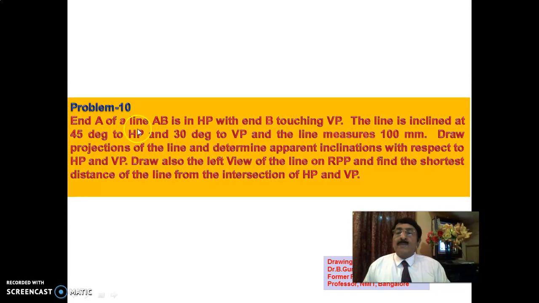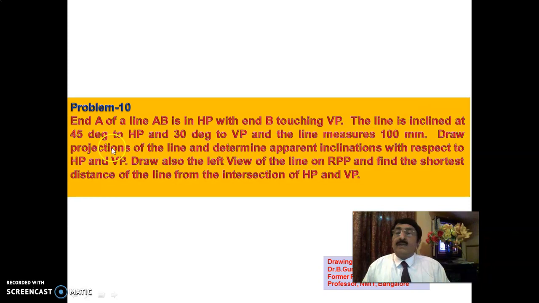See here, there is a problem, the end A of the line AB is in HP, which means A dash should be on the XY line. With end B touching VP, that means B should be on the XY line. Did you follow? B touching VP means in the top view of AB, B should be on the XY line. End A of the line is in HP, means A dash should be on the XY line. Anyway, I'll come to this.